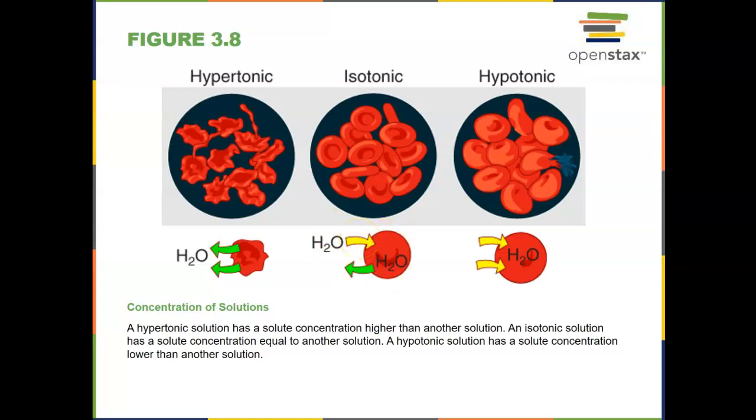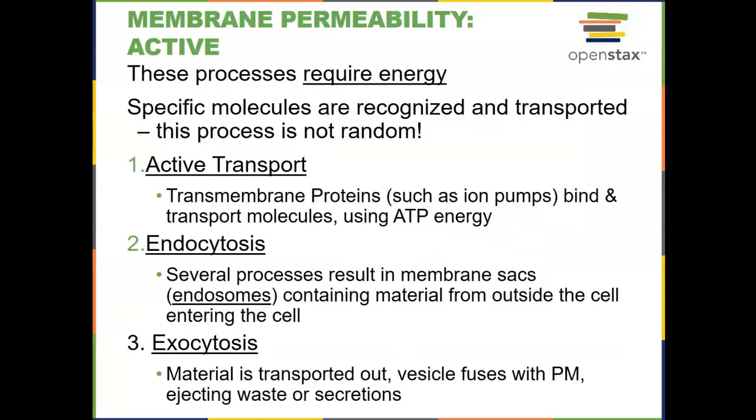We call that isotonic. If there is more water outside and less inside, water gets pushed in. The outside of the cell is hypotonic. It's pushing water in. The cells lyse or explode. Here you are, less water on the outside. So this has a dramatic effect on the hydration levels of tissues. So the membrane permeability, very important.